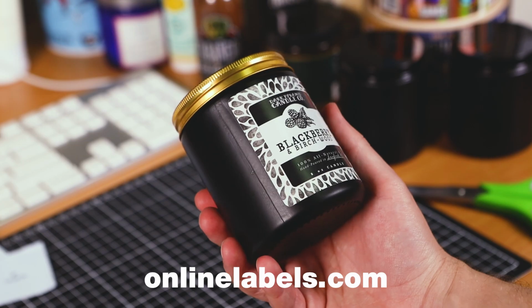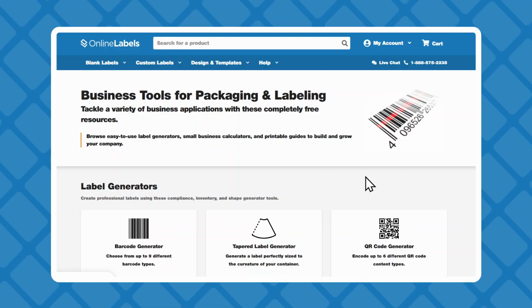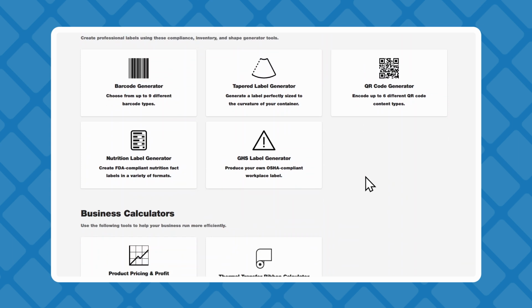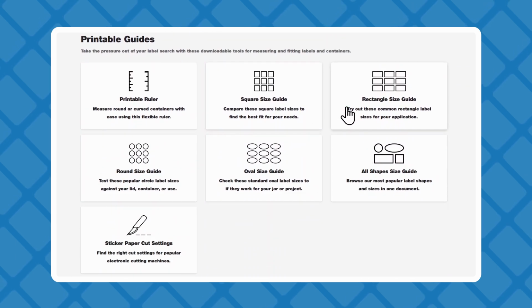You can search for it at OnlineLabels to order your labels in that size and in any material you need. You can try out our other business tools too, which are all free to use. You can generate any code, get printable PDFs, business calculators, and more.